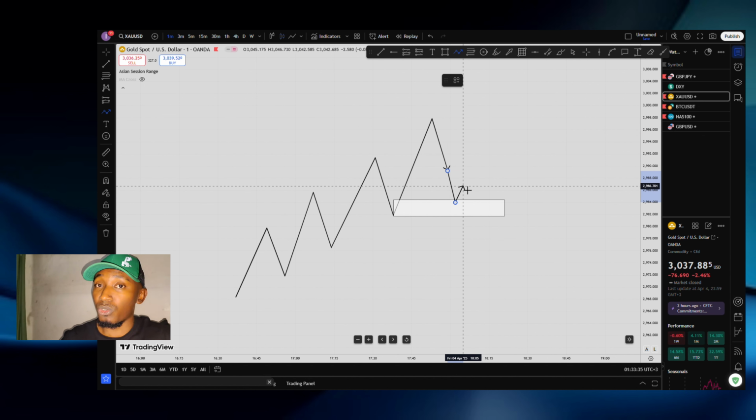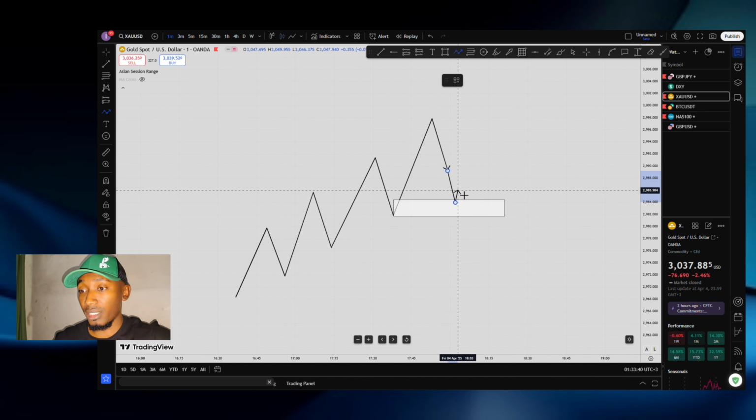I always target 1 to 2, but depending on the momentum or the volume of buyers, I can hold a trade until this swing high. So that is simply how I trade demand and supply.